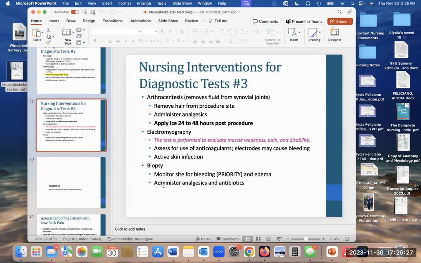And also watch for skin infections. If it's going to be a little invasive, like these might cause bleeding, we have to be careful and watch out for signs of infection.